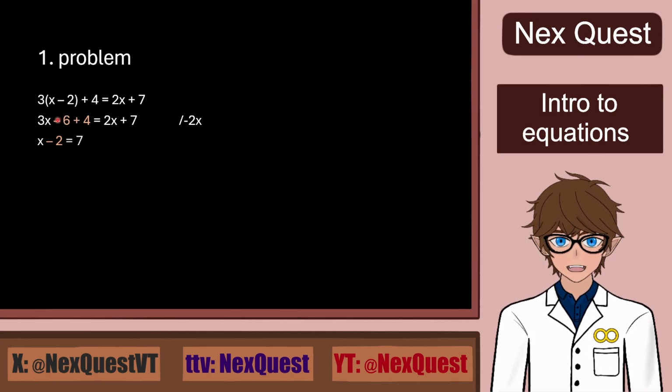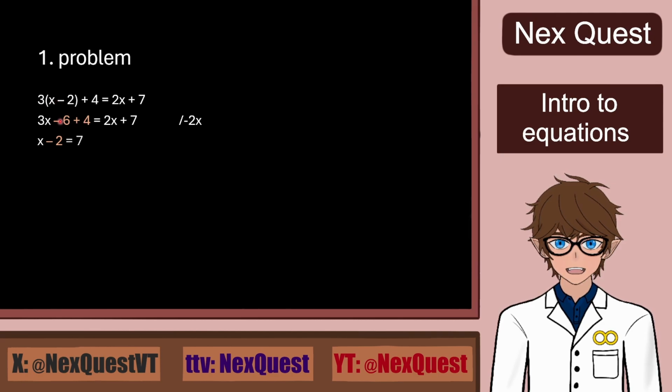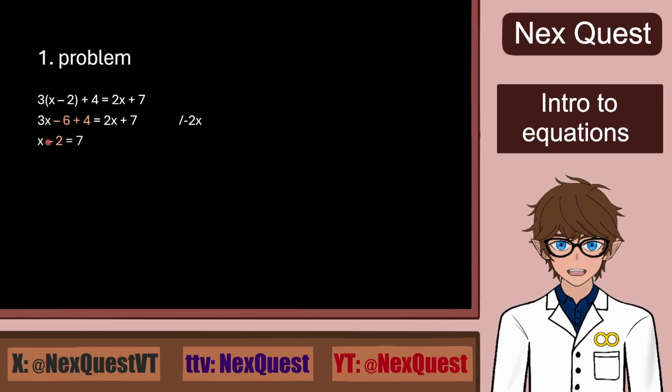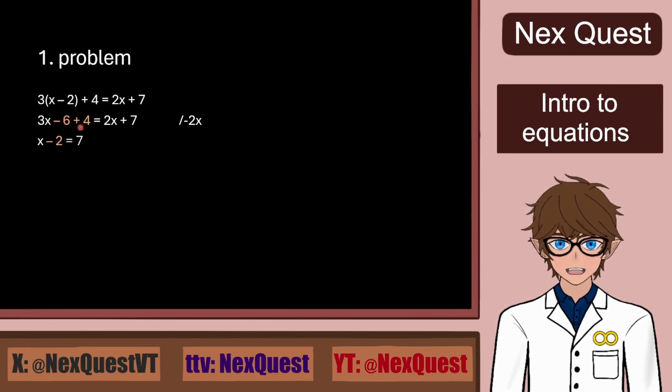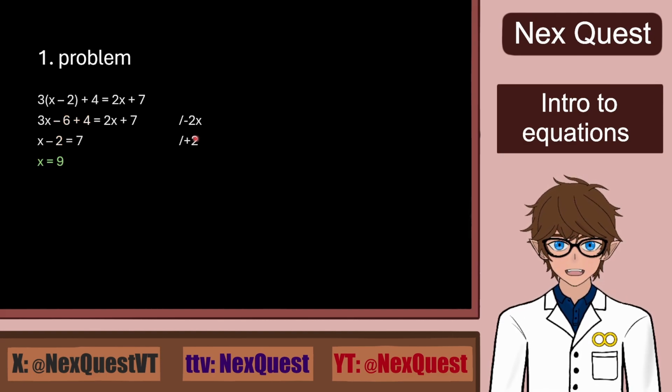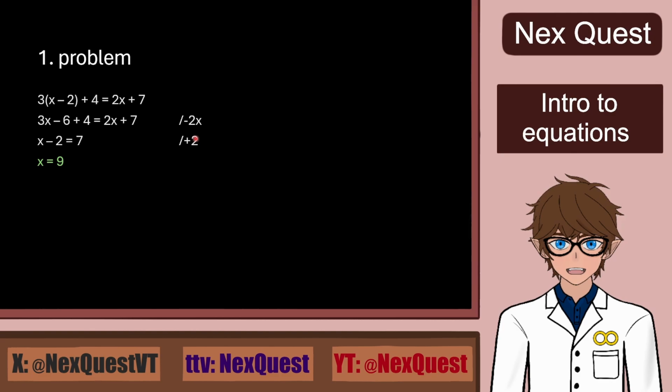I've colored with orange to see what I get from each part. So if we take minus 6 plus 4, we get minus 2. So we can do multiple steps at the same time without getting too confused. Then I add 2 on both sides, and we get 9, which is x is 9.